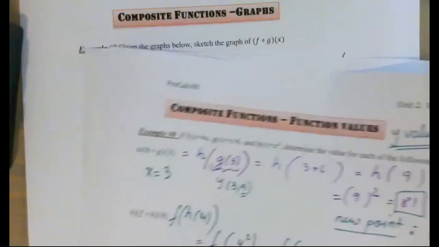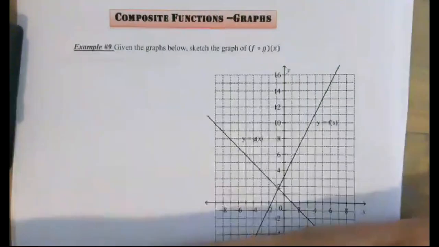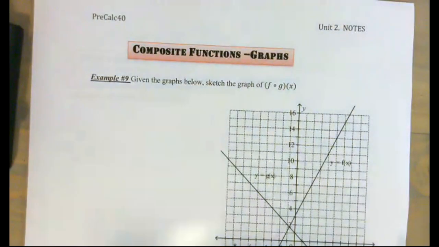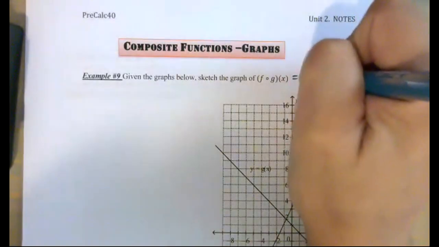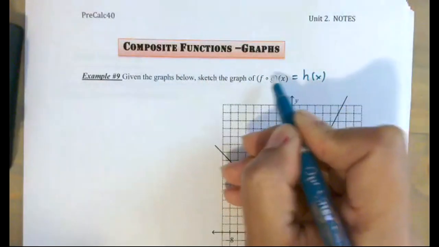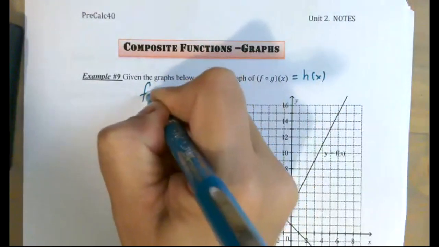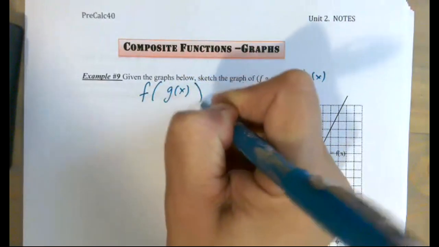The next part would be to work with graphs. So how to get the composite graphs. Sketch the graph of f composed with g of x. Let's name it h of x. So f composed with g of x in that order. I always like to write it f of g of x.